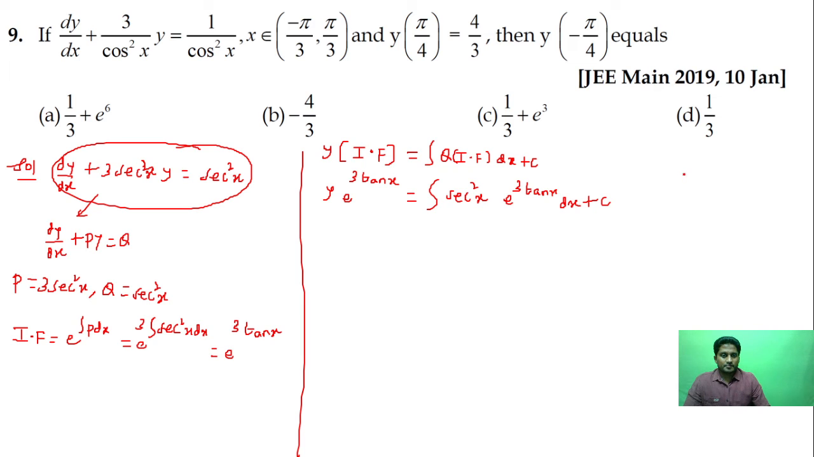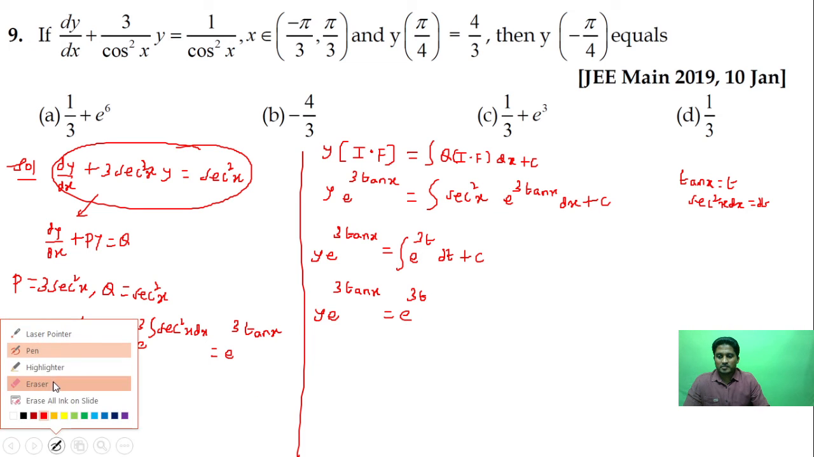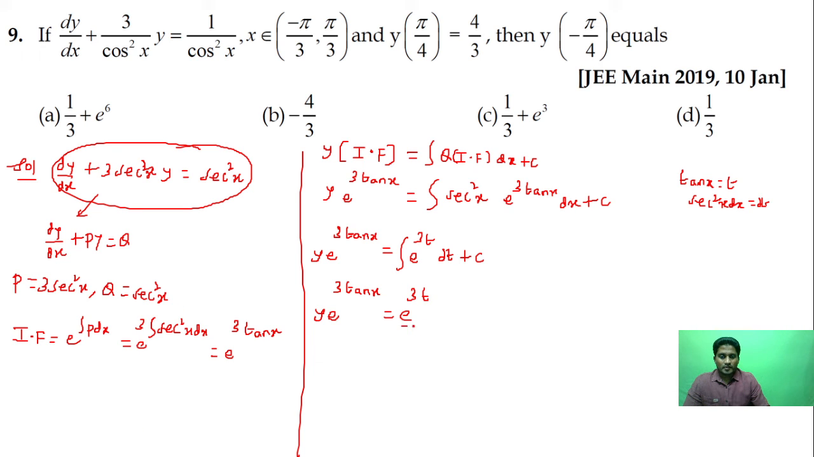What I'll do is put tan x is equal to t. So sec square x dx is equal to dt. So this becomes y into e to the power of 3 tan x is equal to integral of e to the power of 3t dt, plus c. This is e to the power of 3t divided by 3, and plus c.